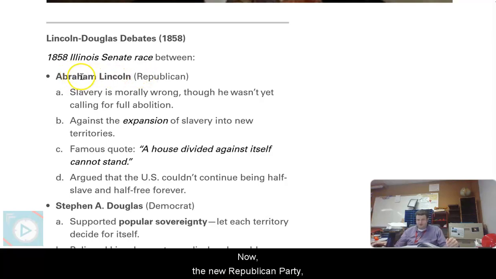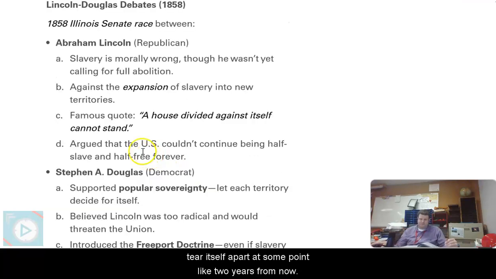So the American public is being pushed one way or the other on this issue. Now, the new Republican Party, with Abraham Lincoln as their candidate, is going to put forth the argument that slavery is morally wrong. They're not going to push for full banning of slavery. They're just going to say, we need to reduce the expansion of slavery. Slavery is wrong. We're not going to push people to give up slavery right off the bat. But he says, we've got to start moving in a way to address this issue. Famous quote, a house divided against itself cannot stand. This half-slave, half-free nation is going to tear itself apart at some point, like 2 years from now.